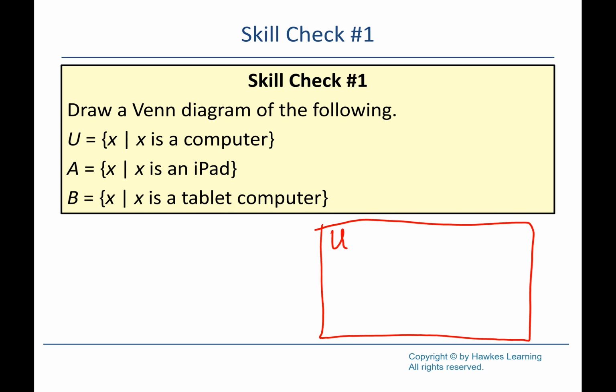And if you're not sure, think about it the other way around. Can you have a tablet computer that is not an iPad? Yeah, you can have like a Samsung thing or an Android or Windows or something like that. You can get a tablet that's not an iPad. So which one's the bigger set? A or B? B is the bigger one. So that's all the tablet computers. And then in there we've got iPads, the type of tablet computer. Okay. Good.